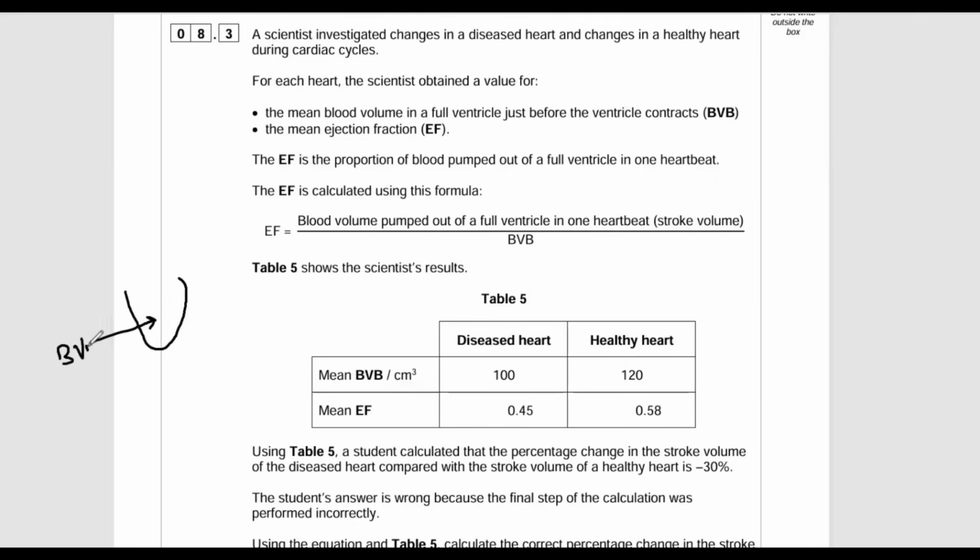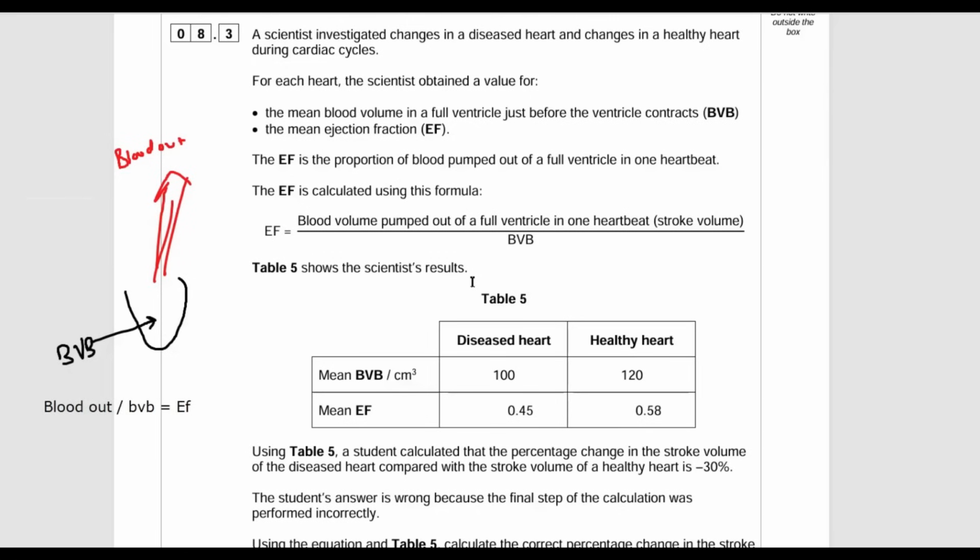EF equals the blood that gets pumped out of the heart over the total amount of blood in the ventricle. So imagine this is the blood here I'm drawing in this crusty little drawing, flying out of this, which could be the left or right ventricle, but let's say it's the left ventricle, right? And this is the blood coming out. Now the blood coming out is the stroke volume, or the blood pumped out during one heartbeat. So blood out divided by BVB equals the ejection fraction, the fraction of the total blood.